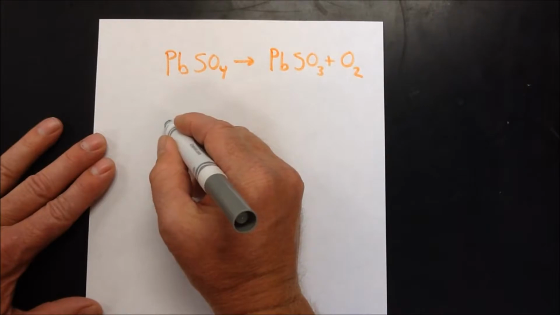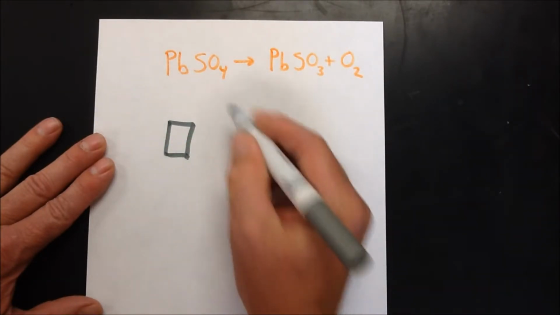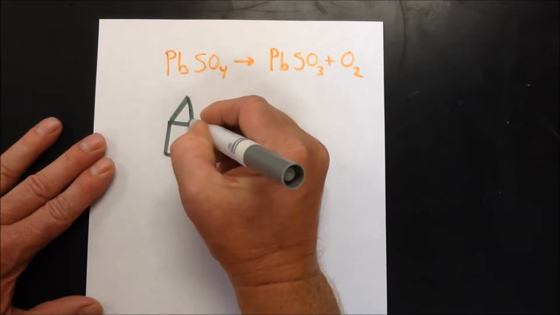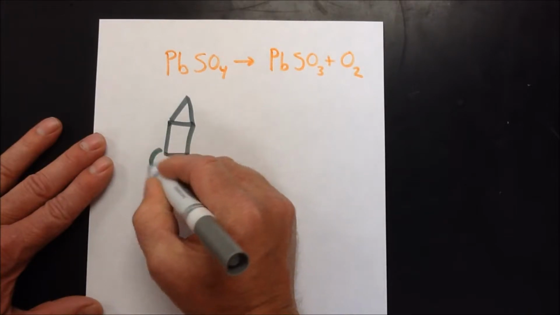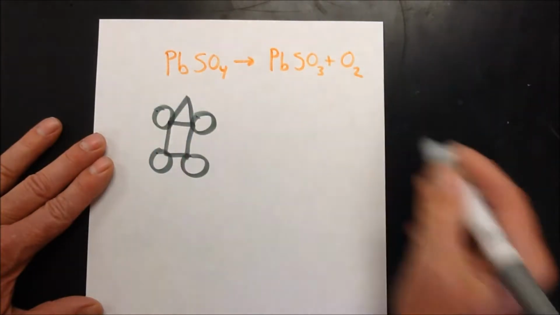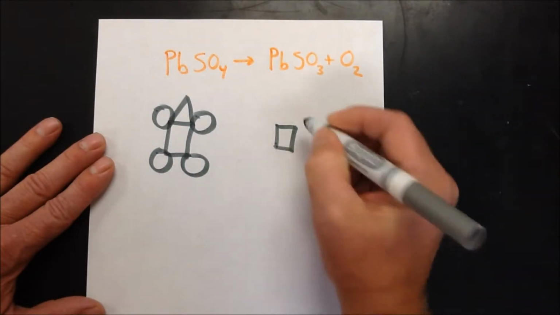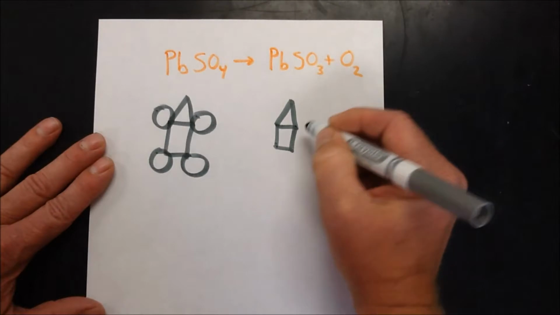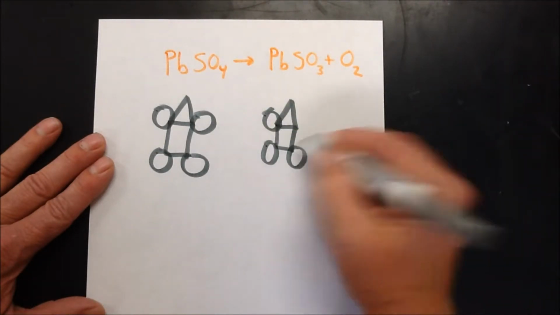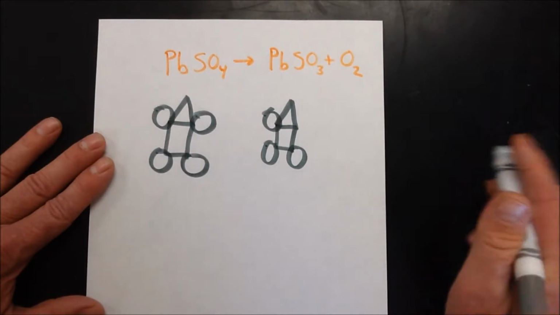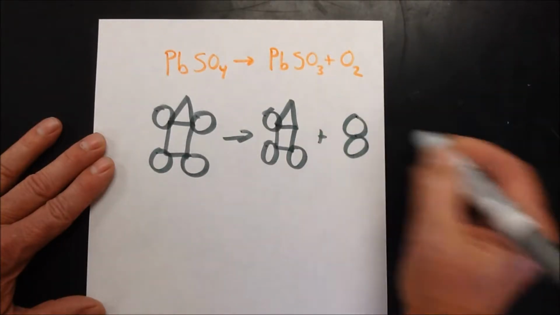But for now, I've got Pb. I'll use a square for that. For sulfur, I'm going to go with a triangle. And then I've got 4 oxygens: 1, 2, 3, 4. All right, so over here, Pb was the square, sulfur, and then now I've got 1, 2, 3 of those in that one, only 3 oxygen, plus O2, which is going to be circle, circle.